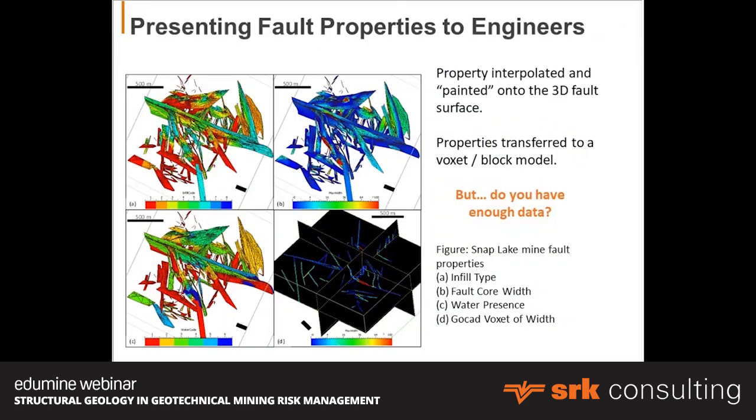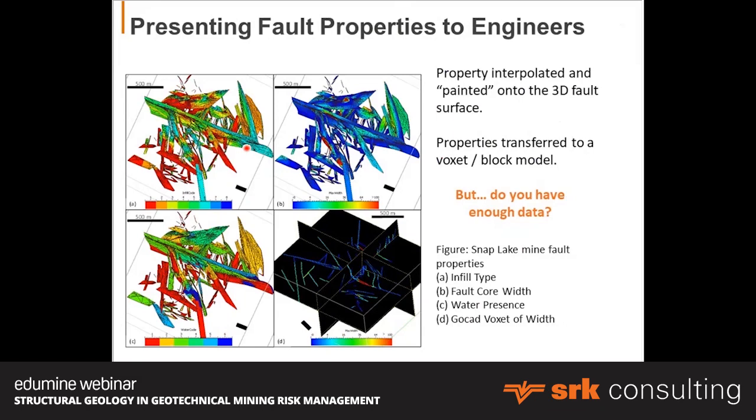You can try to present these properties to the engineers in different ways. So here is a completed three-dimensional model of the structures at Snap Lake Mine. Okay, each one of these structures has been mapped and then modeled in 3D, and the properties were recorded either from the mapping or from the drill holes. And then what we've tried to do is to paint those properties onto the surface. So here, this is the infill code. Again, red is a weaker, blue is stronger. Okay, you could paint other properties too.